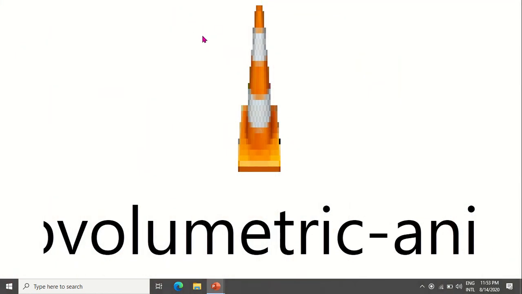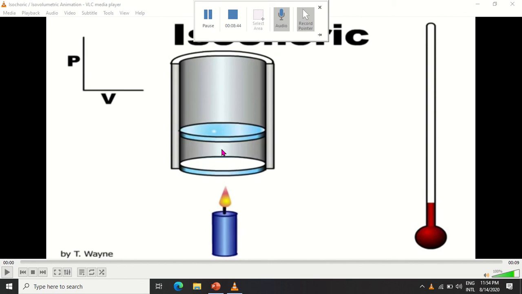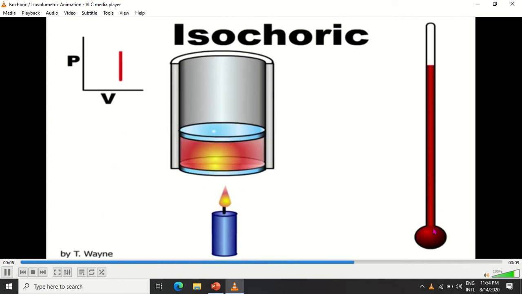So again there is an animation for you which will make you more clear about this process. Look here, heat is supplied to the system and the pressure is increasing, volume remains constant, and temperature is changed.